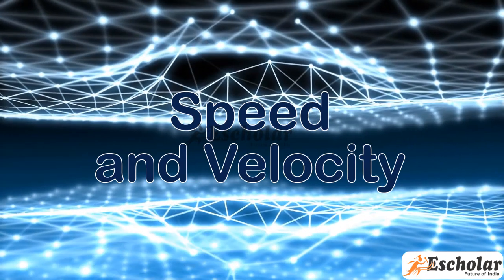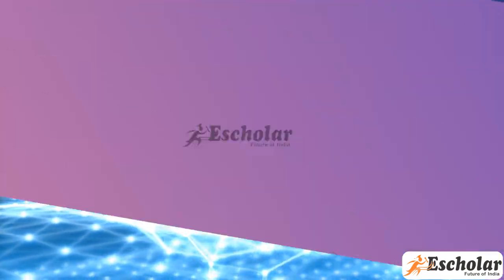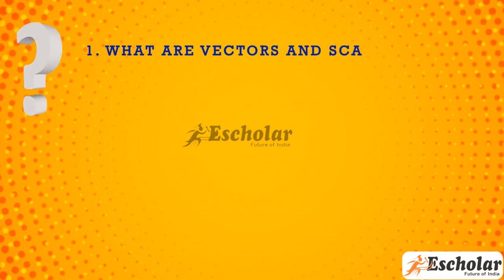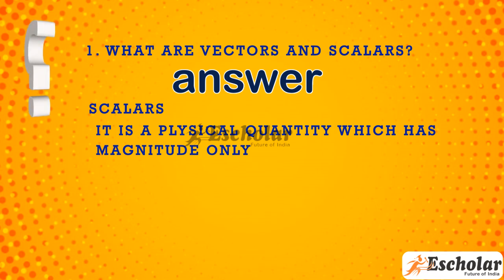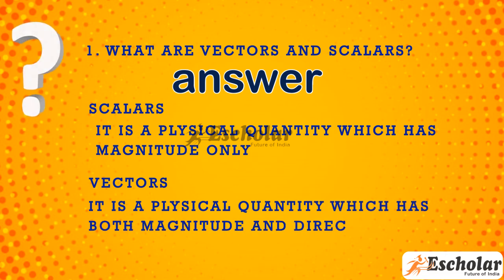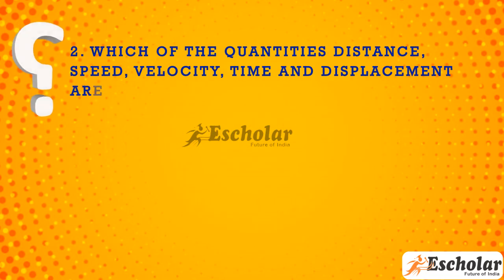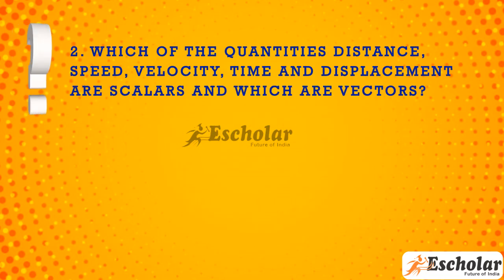Speed and velocity. Can you recall? Number 1. What are vectors and scalars? Answer. Scalar: a physical quantity which has magnitude only is called a scalar quantity. Vector: a physical quantity which has both magnitude as well as direction is called a vector. Question 2. Which of the quantities distance, speed, velocity, time and displacement are scalars and which are vectors?